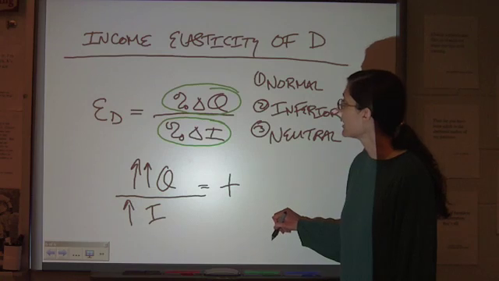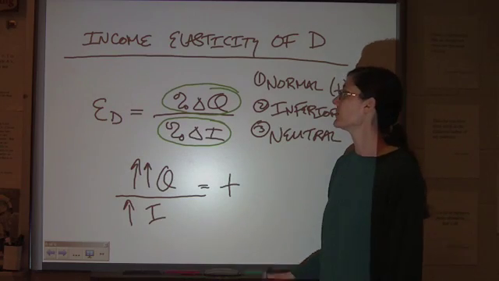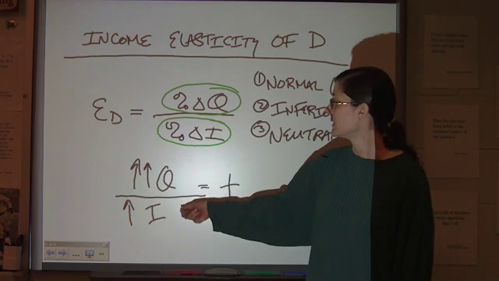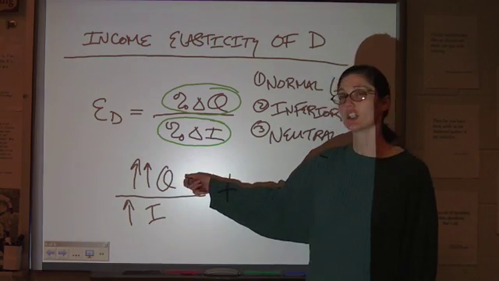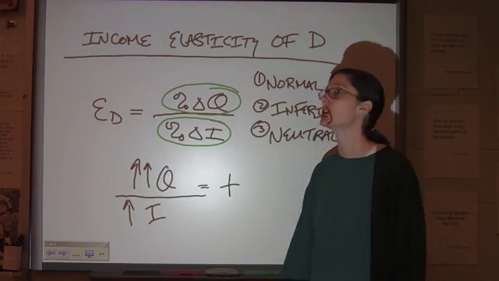That would mean that we're dealing with a normal good, okay? So that the percent change in income is yielding a bigger change in quantity, okay? That's normal for most people.